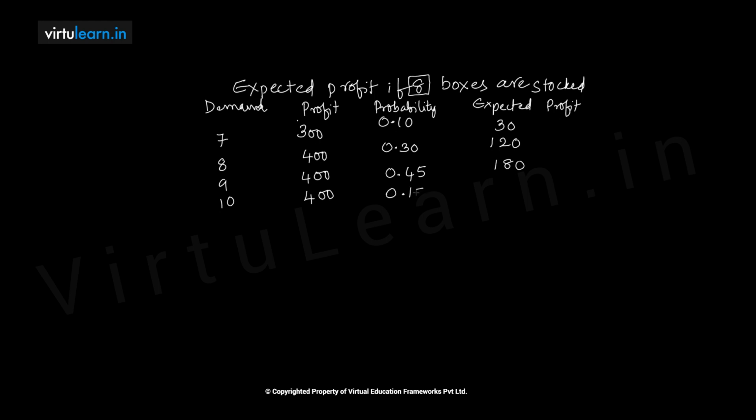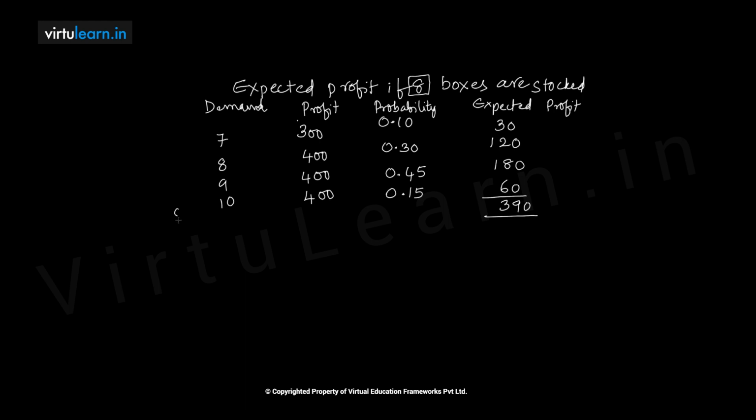Similarly, even if the demand is 10 boxes with a probability of 0.15, and since only 8 boxes are available, the vendor could sell the same kind of thing, and 400 is profit on each day, so that will result in 60 rupees. So based on this, the total would be 390 rupees. So if the such number of boxes.